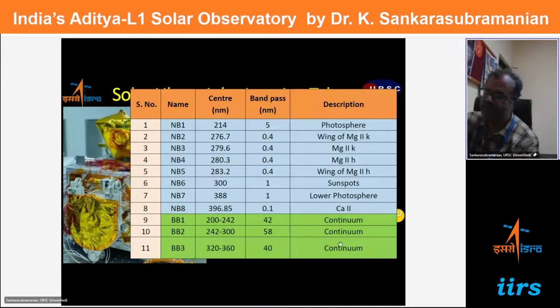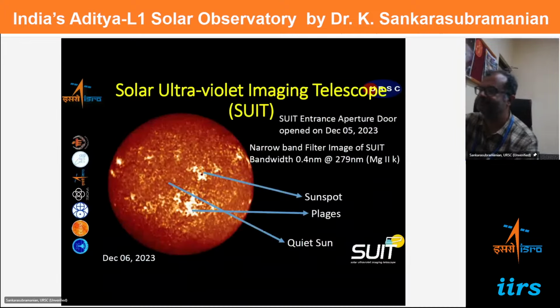So SUIT will look at the photosphere and chromospheric images, while the VELC will look at the coronal images. So you get a full solar atmosphere from Aditya-L1. Here is an example image from one of the filters of SUIT.